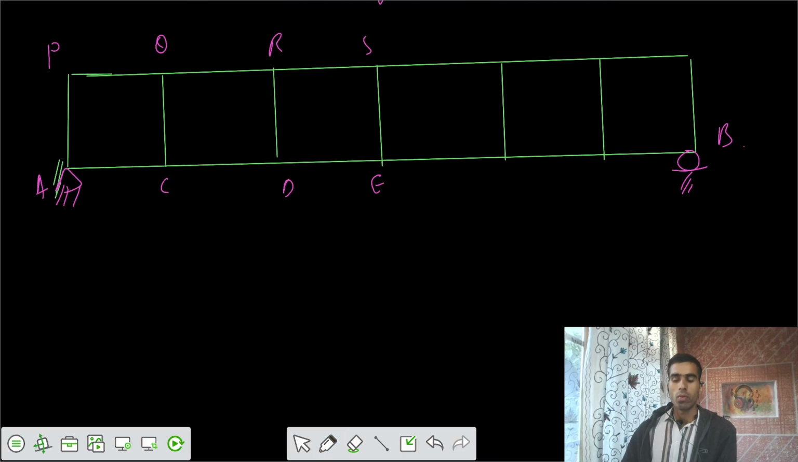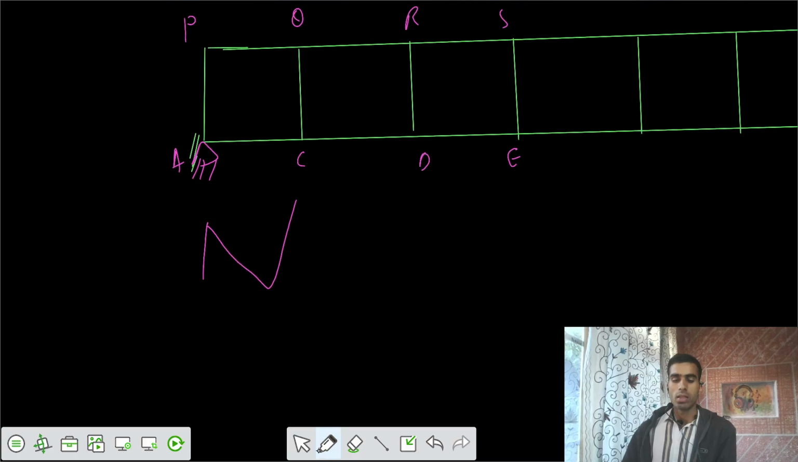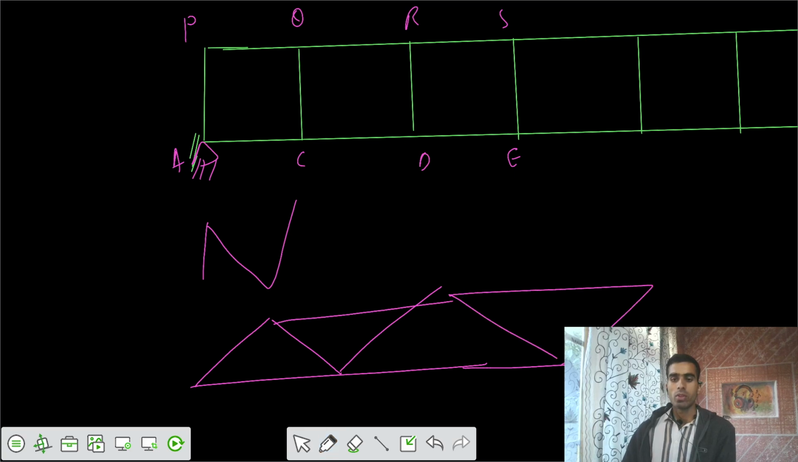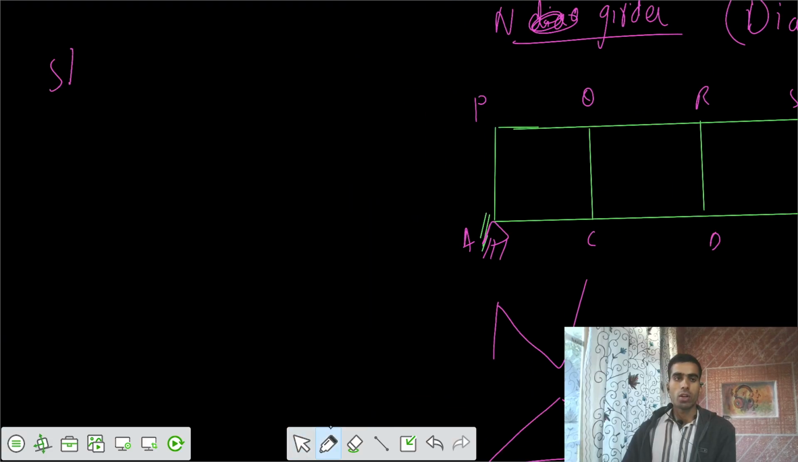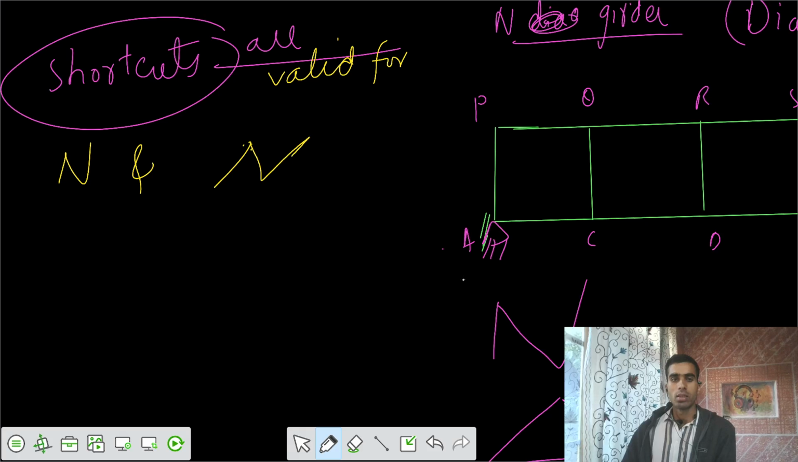Now we have diagonal members also. In the previous one we had the N truss, and when we did the analysis, the truss was in this fashion, as at the starting of this lecture. We made all those shortcut tricks, up to this point, that were valid for the N truss and the inclined N.